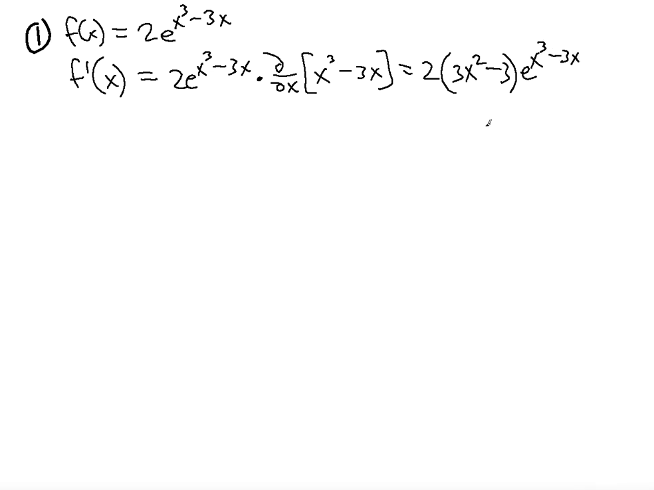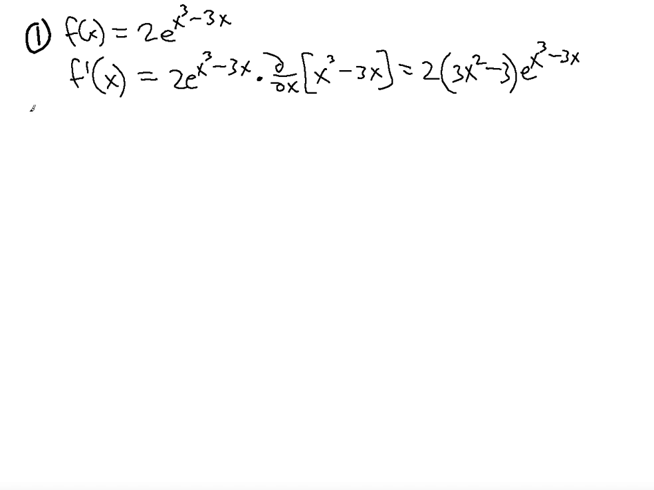Okay? So you can try to leave it like that, or you can just distribute the 2 to these guys and make it 6x squared minus 6 multiplied by e to the x to the third minus 3x. Right? It's up to you. But this is basically the derivative.